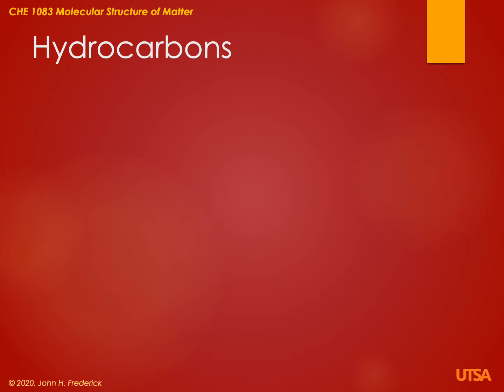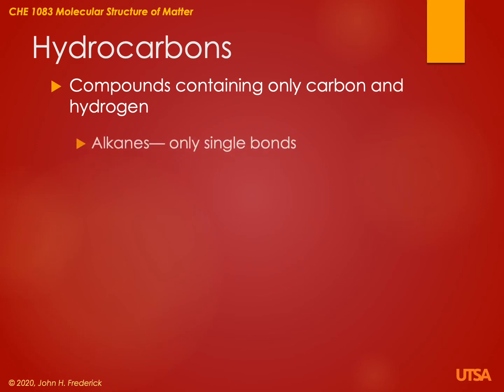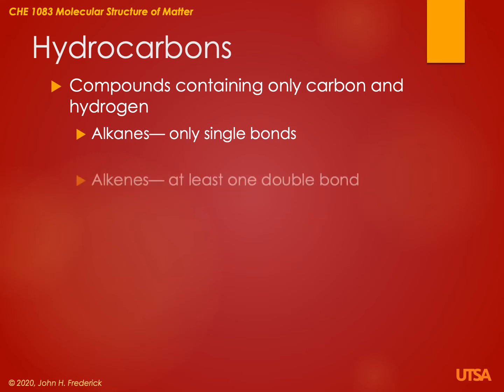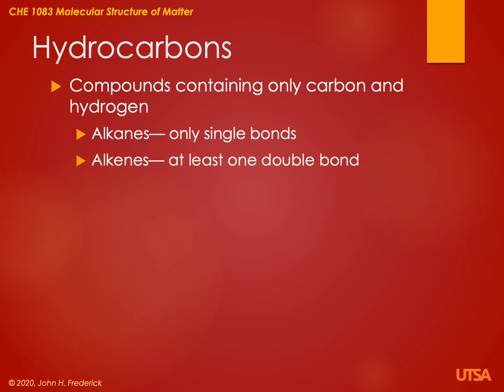So we're going to start with basically our baseline. These are the things on which all functional groups are built, and that is the hydrocarbons. These are the molecules that contain only carbon and hydrogen. So they include things like the alkanes, which have only single bonds, the alkenes, which have at least one double bond, and the alkynes, which have at least one triple bond.